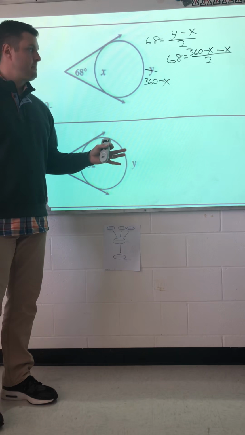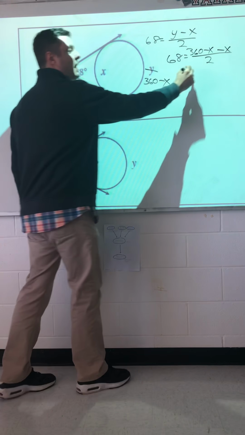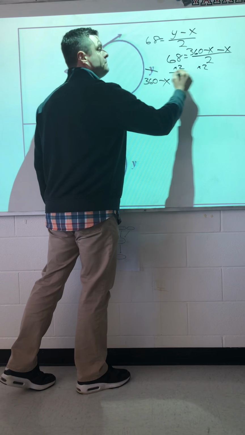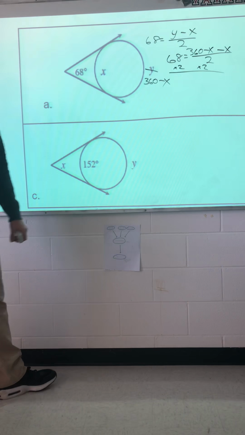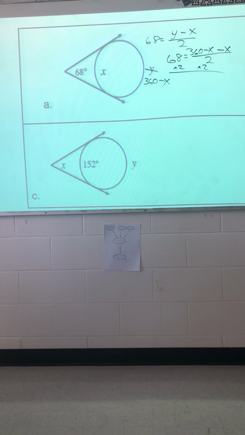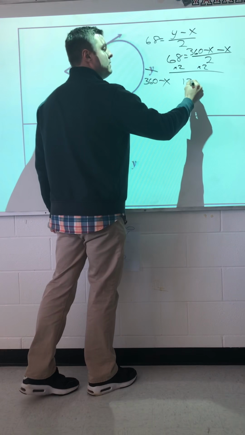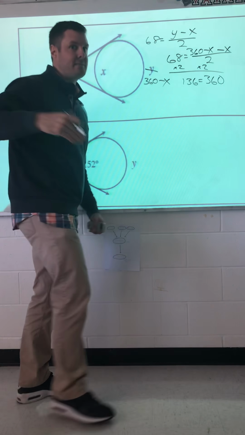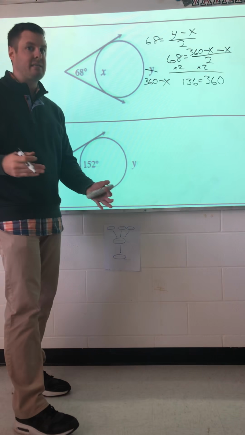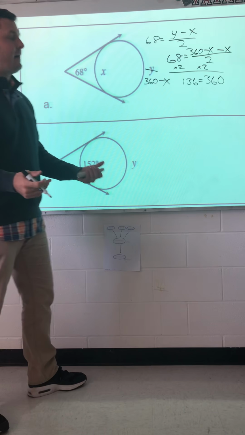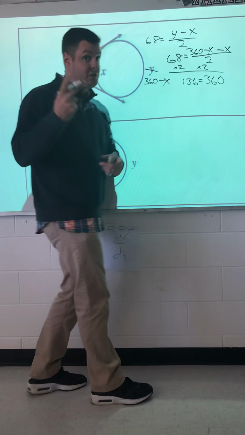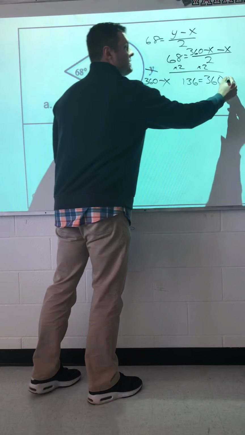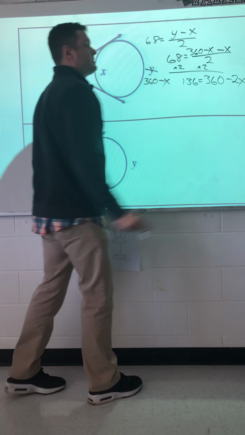Okay, so when we do that and rewrite this as 68 equals, instead of y, I'm going to put 360 minus x, minus the small arc, so then minus x, divided by 2, and now we're going to be able to solve this thing. Okay, multiply both sides by 2. We got 136 equals 360 minus x minus x. That's silly to put minus x, right? We have minus 2x's. So 360 minus 2x.